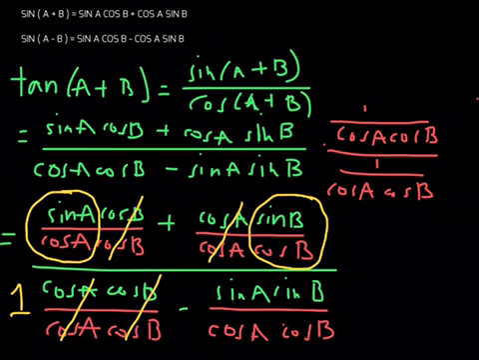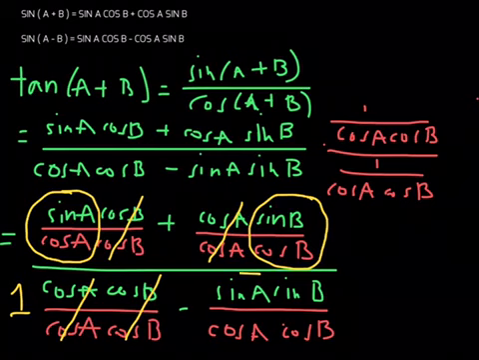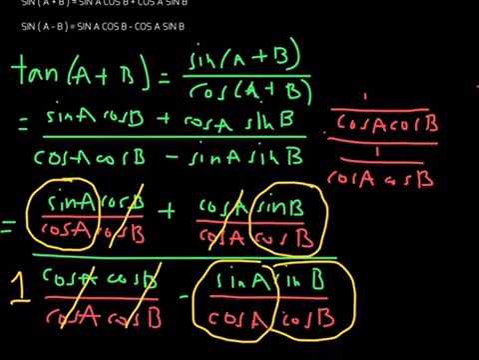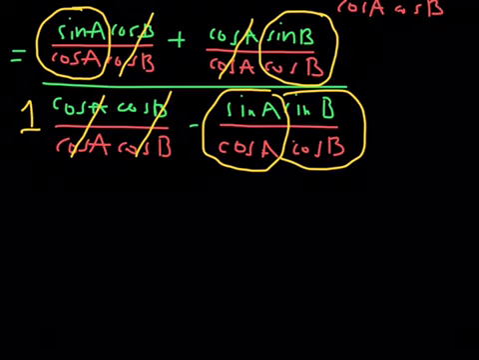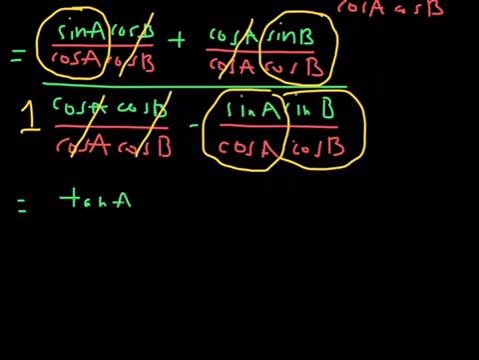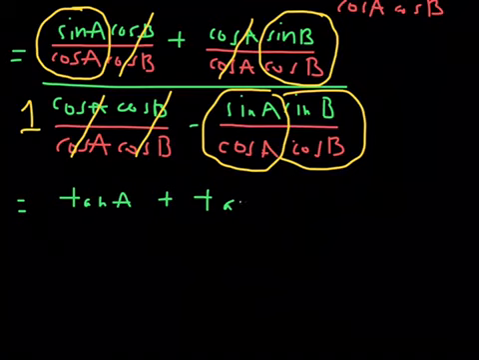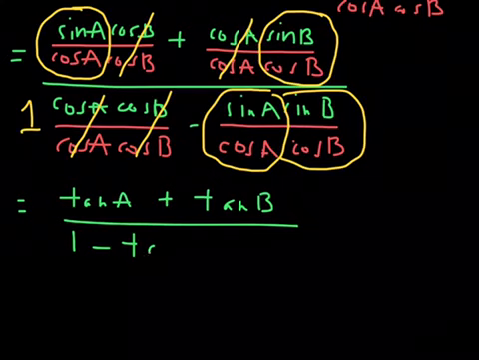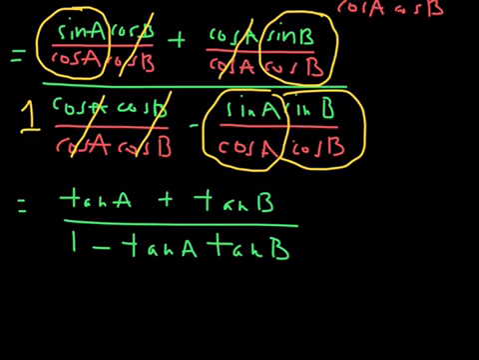And let's see. Over here, you have sine of A over cosine of A. That's tangent of A. And then you also have sine of B over cosine B. That's tangent B. So let me see if I can move this up here and show you that you get tangent A plus tangent of B all over 1 minus tangent A times tangent of B. There. This is the sum identity for tangent.